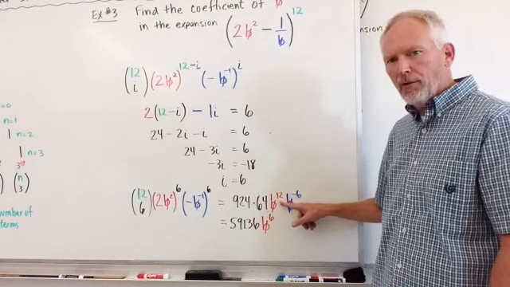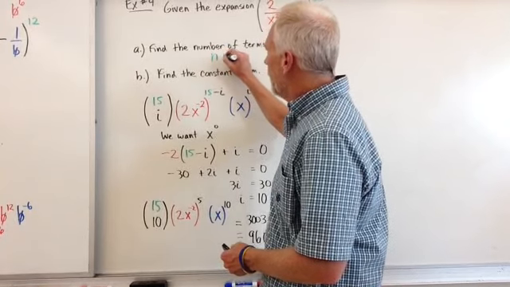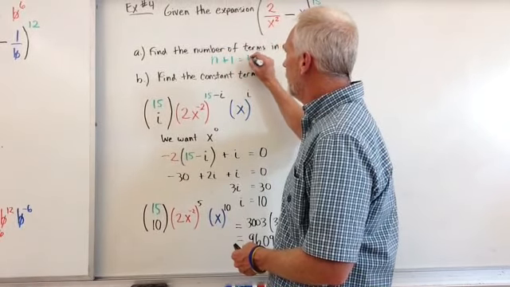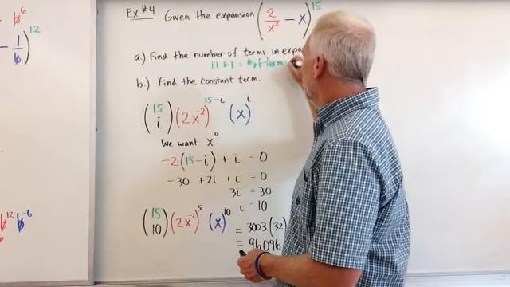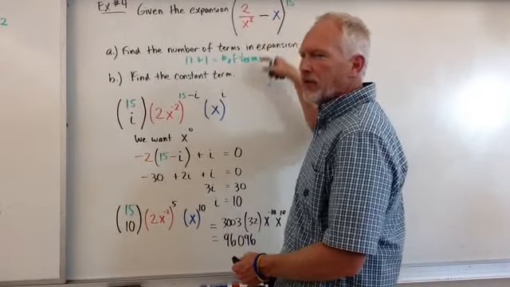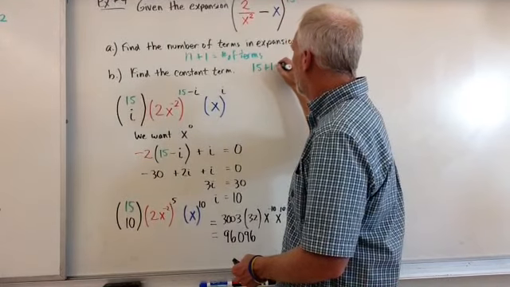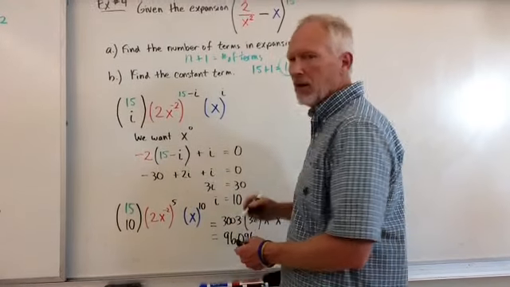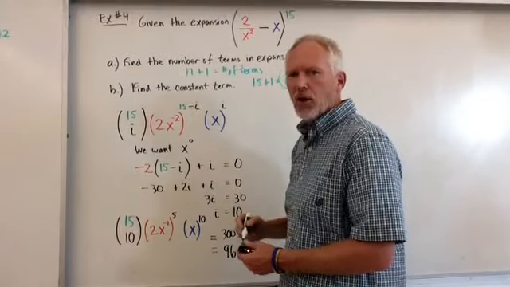Okay, first it says find the number of terms in the expansion. If you recall from our discussion over there, the number of terms is equal to n plus 1. So we have 15 plus 1, which is equal to 16 terms in our total expansion.